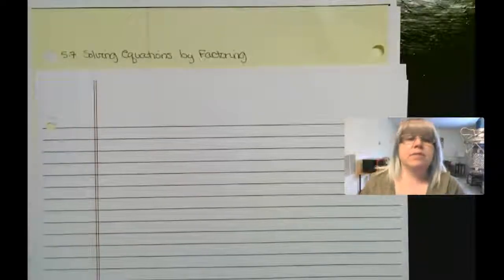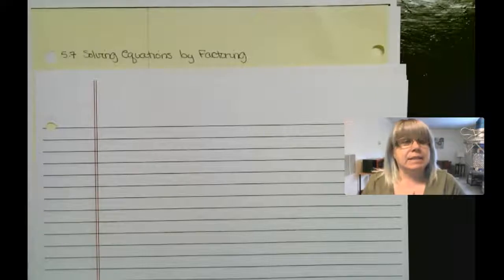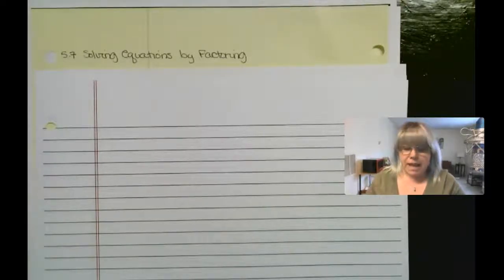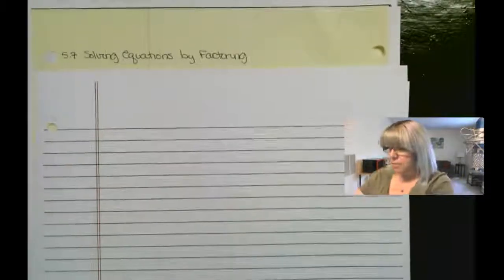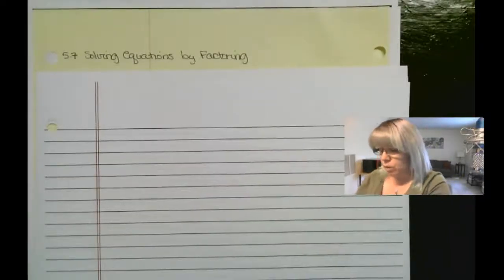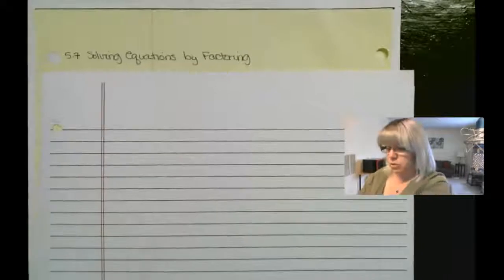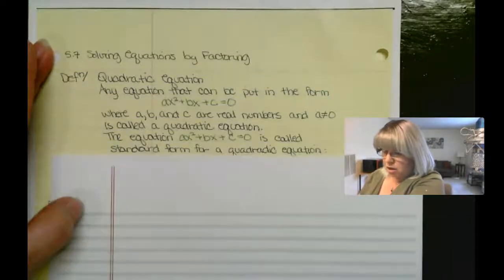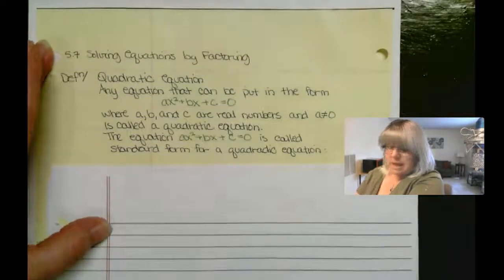For the last several lessons, we were focusing in on factoring polynomials. And you might be wondering, well, why were we putting in all that effort and energy in learning how to factor? Well, here's the answer. We're going to start solving equations by factoring. And what type of equations are we going to start to solve? They're called quadratic equations.